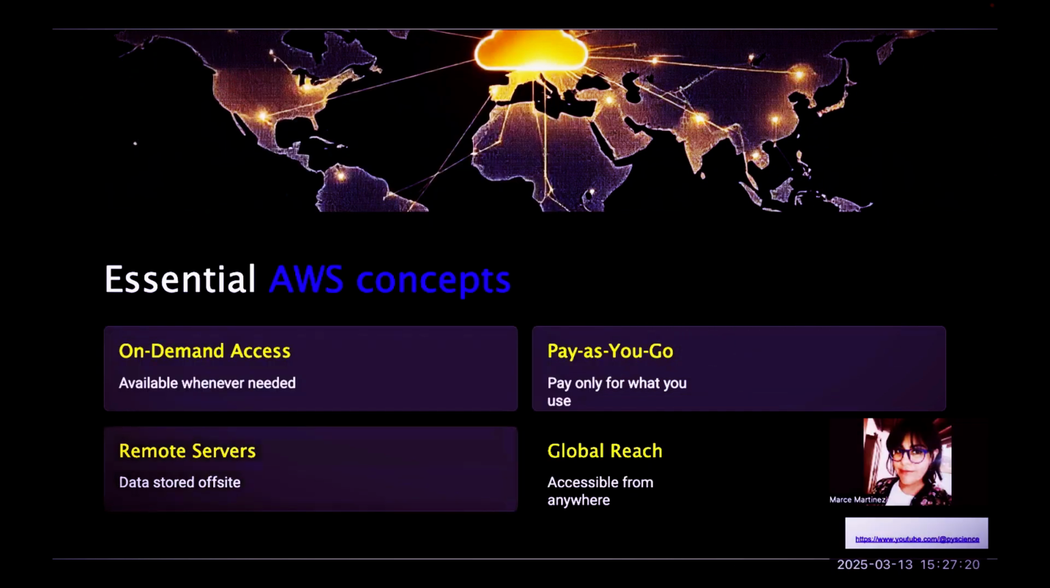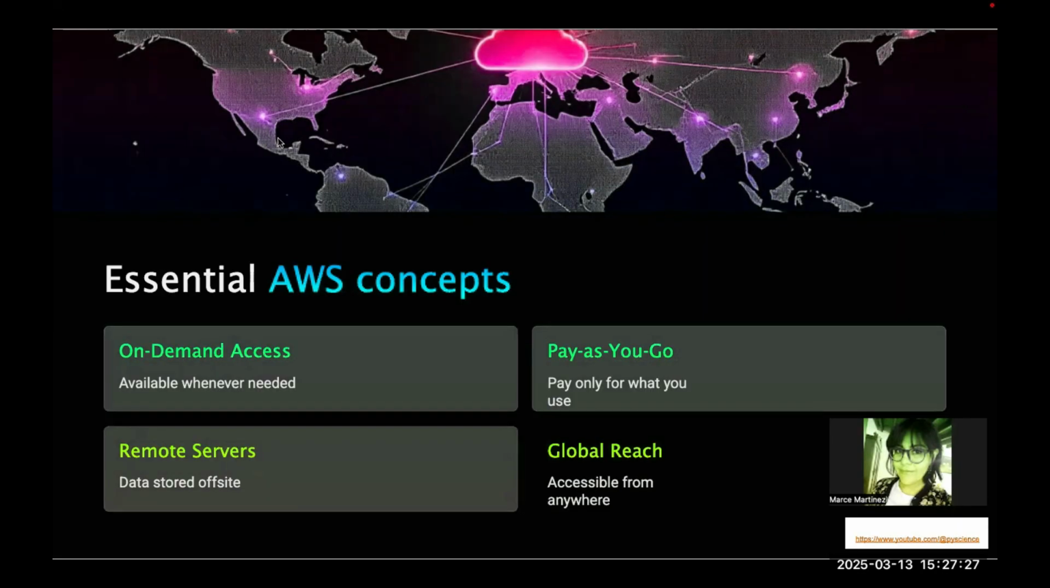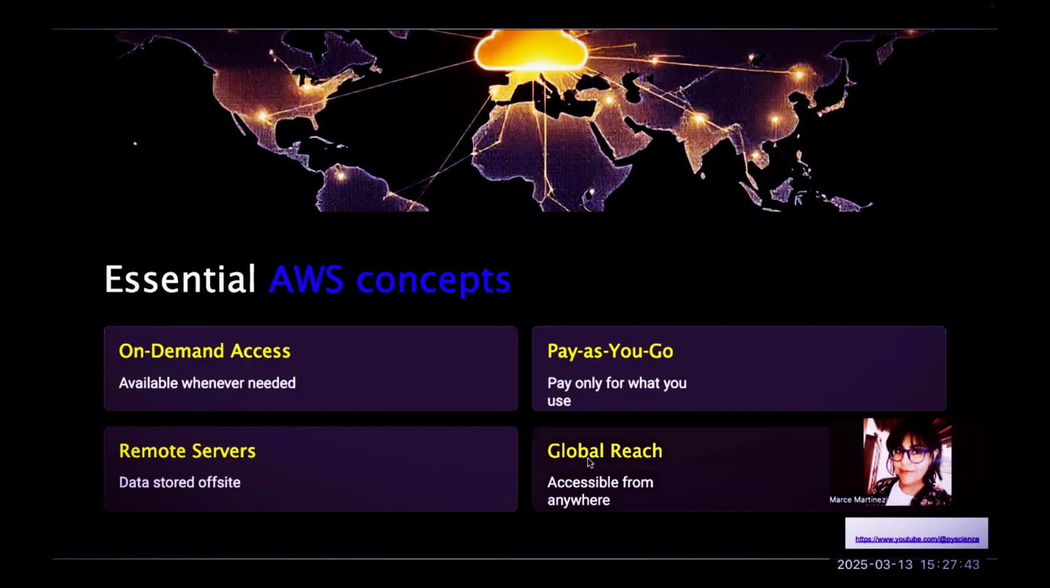Then we have remote servers. That means that data is stored offsite. For example, suppose that I'm located here in Mexico, and probably the physical server to which I'm accessing to get my services is located in the United States. That means data is stored offsite. Then we have global reach. Global reach means that services are accessible from anywhere.